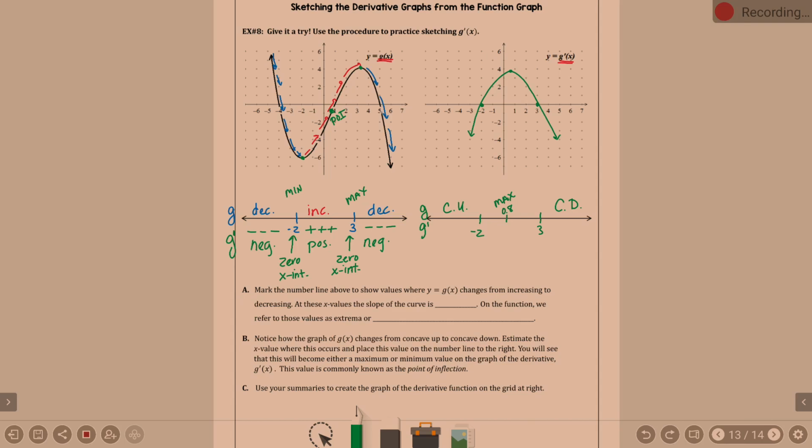Real quick, I guess they gave us some directions here and I didn't do them, mark the number line above. What does extrema mean? Mins and maxes, yes? I just brought that up in pre-calc today because we learned extrema. Extrema, fancy word for saying mins and maxes, right? We learned that last year in pre-calc. Okay.